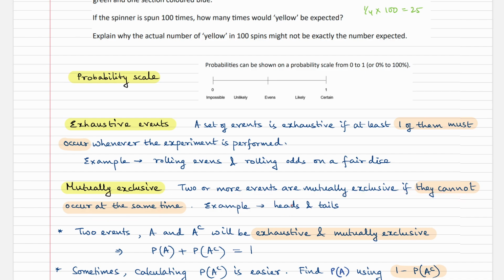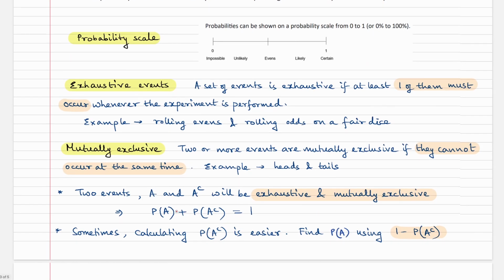So if you toss a coin, you cannot get heads and tails on the same trial. Two events A and A complement will be exhaustive and mutually exclusive. Makes sense? Because if I set the event as A happening and A not happening, then A and A complement add up to the universal set, which means they are exhaustive. A and A complement are, of course, by definition mutually exclusive. That means if A happens, A complement cannot happen and vice versa.